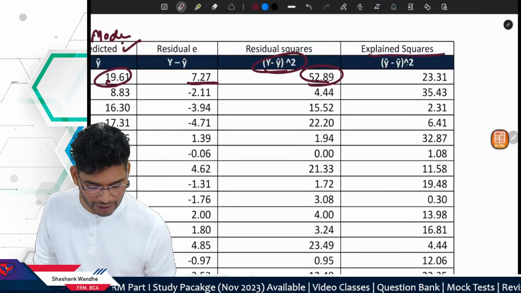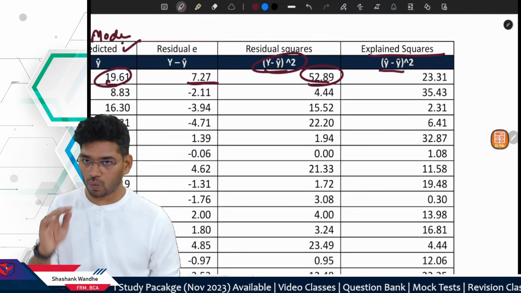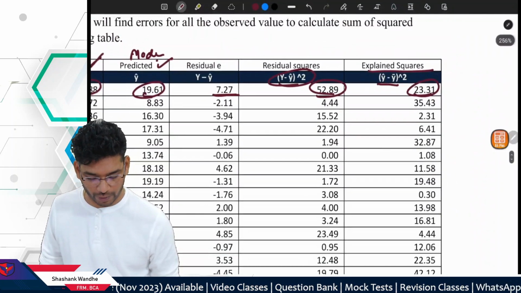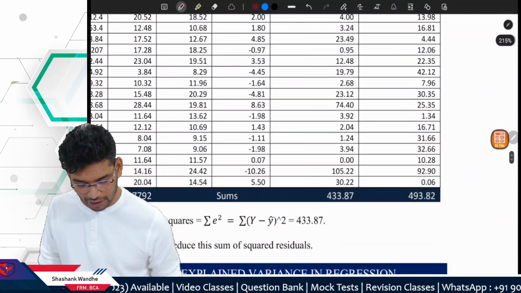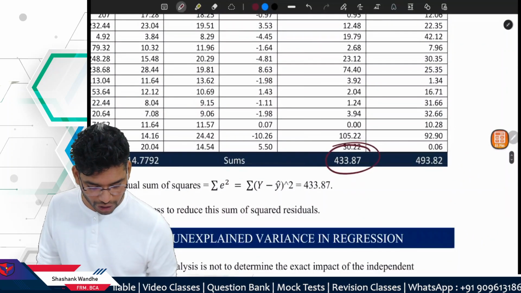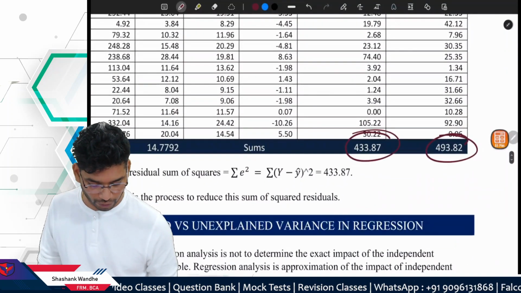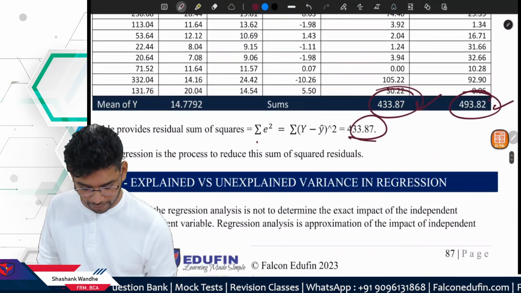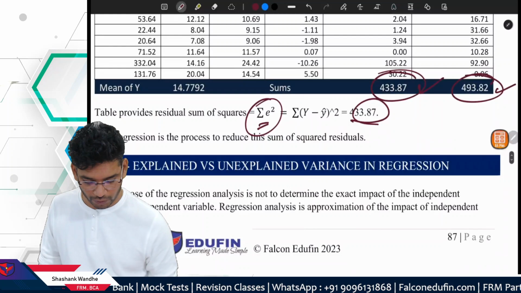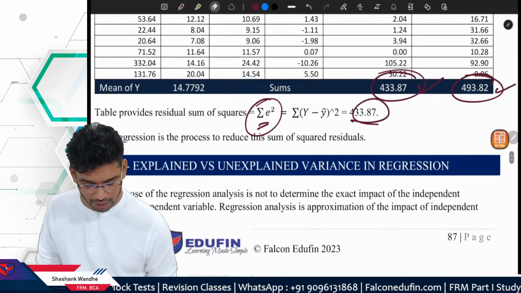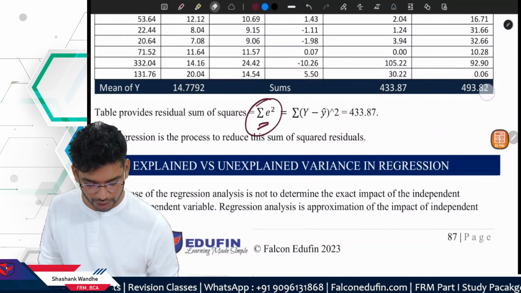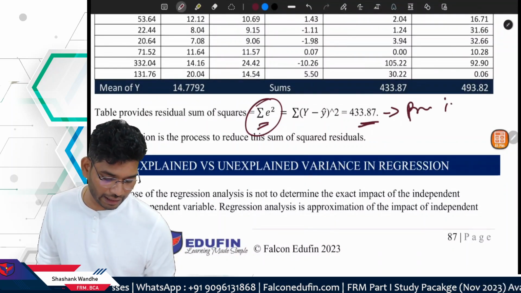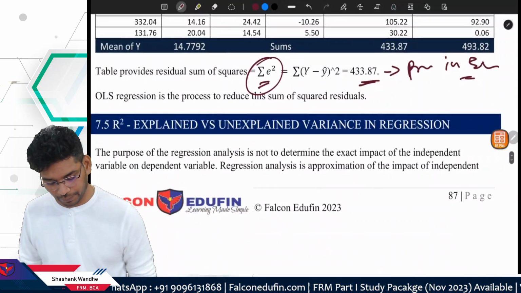And for the explained square, you have to simply take the y hat minus y bar square, and you will get the explained squares. So again, as I said, all these values will be provided to you in the examination. We have to only focus on these values, okay? And then we have summation of error term square, okay, and then this is the value, 433.87, provided in exam. You try to calculate it.